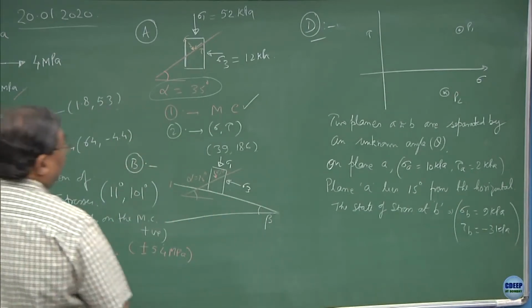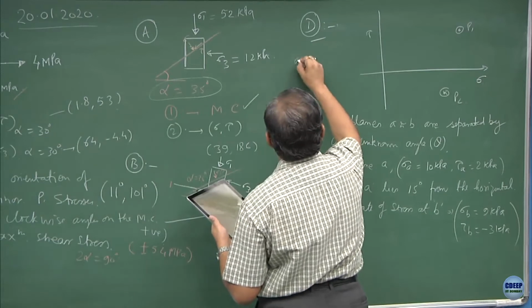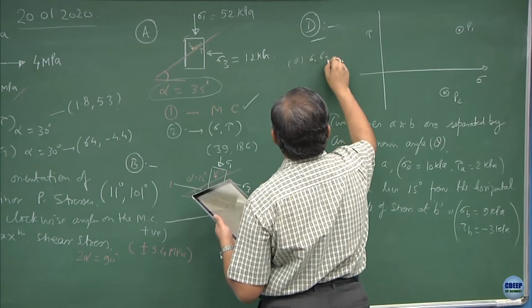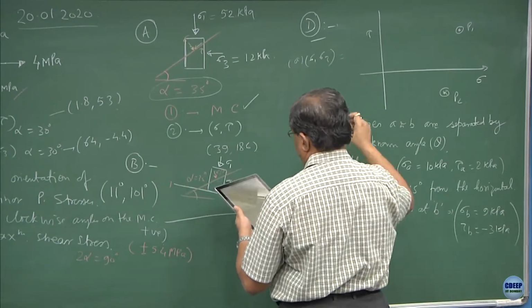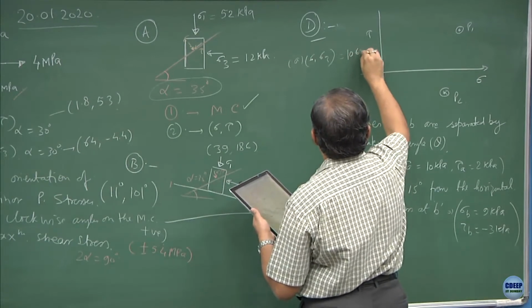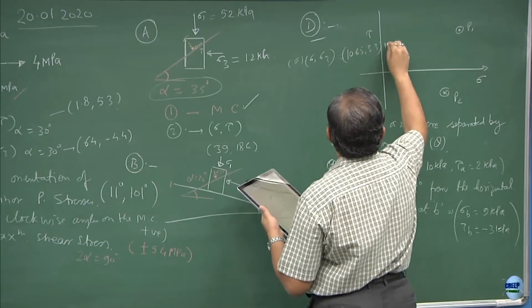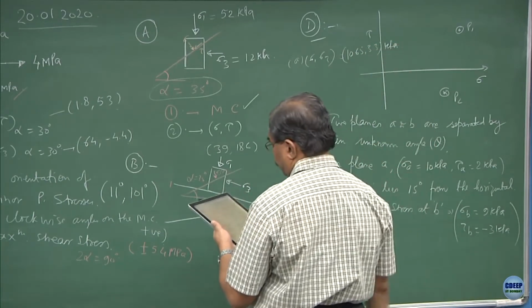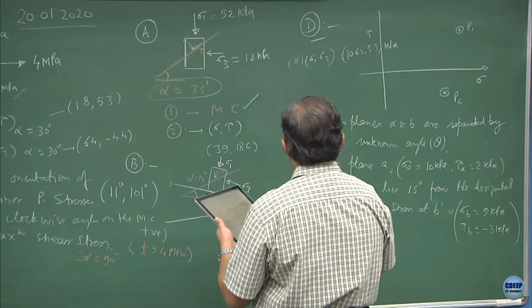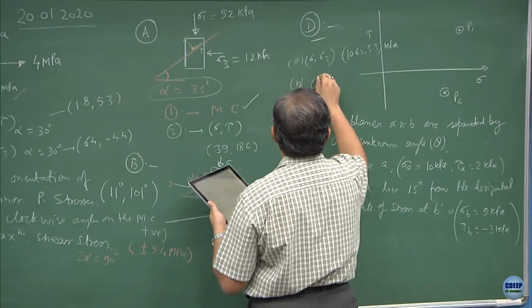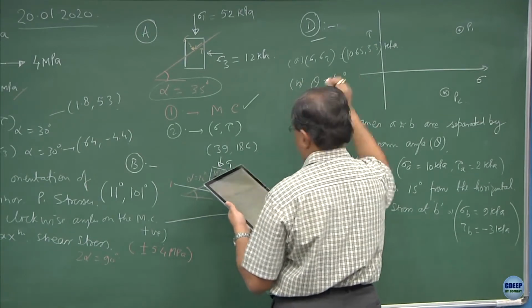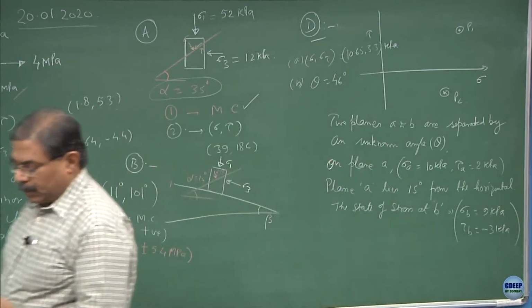The answers for this problem would be sigma 1, sigma 3 comes out to be 10.65 and 3.3 kPa, and the value of theta comes out to be 46 degree. Try to solve this problem.